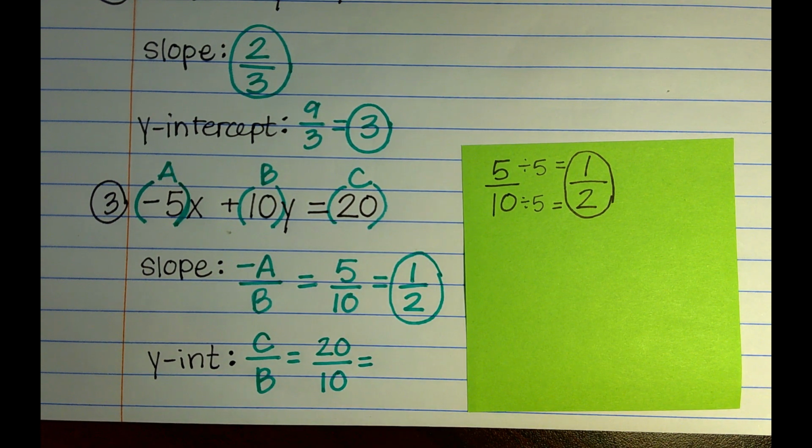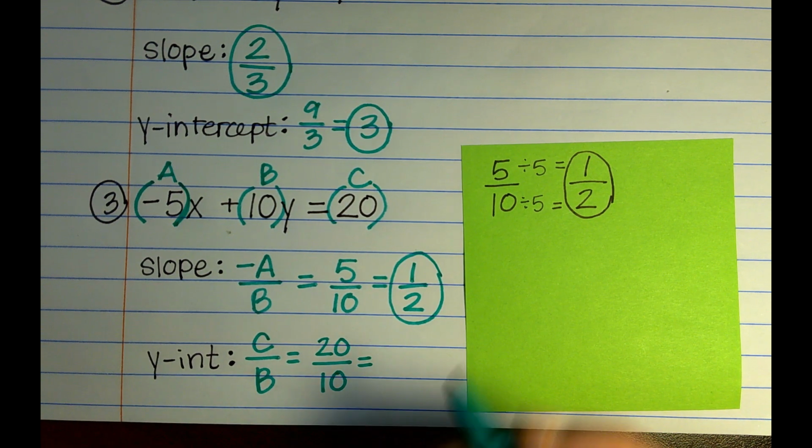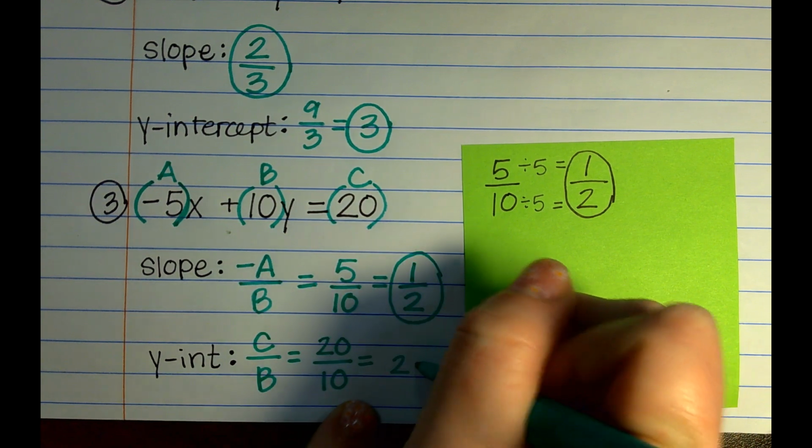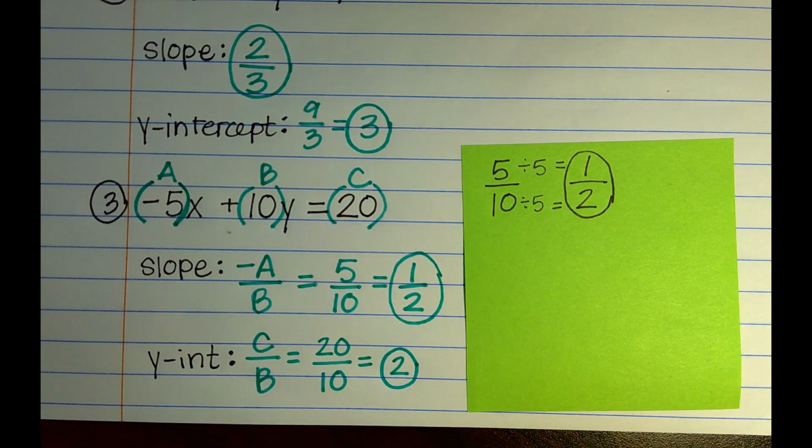2. Yes, I can simplify that to get 2. Is anybody confused about how I got 2 from 20 over 10? I'm going to explain it anyway, just in case.